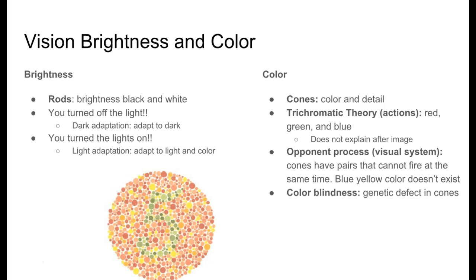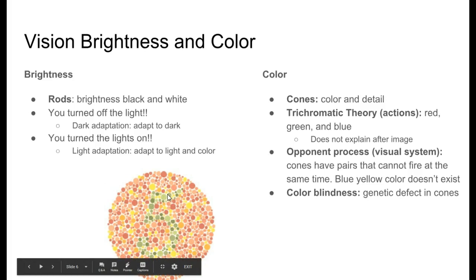This also helps to explain maybe why people are colorblind. And what we know about colorblindness is that it is a genetic defect in the cones. So if you look at this right here, you may have a hard time seeing that there's a number 5 in it because you are red-green colorblind.